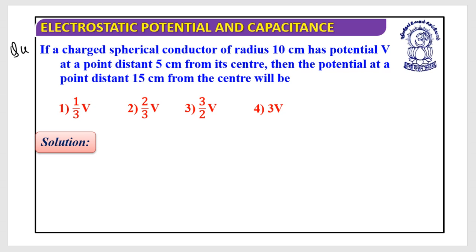The next question says that if a charged spherical conductor of radius 10 centimeter has a potential V at a point at a distance 5 centimeter from its center, then the potential at a distance 15 centimeter from the center will be. So first have a rough sketch of this and let's have a look.